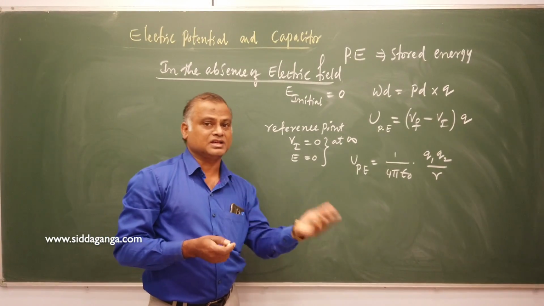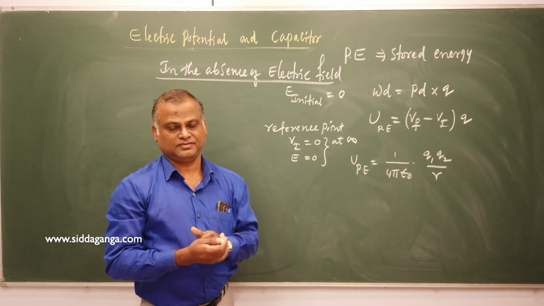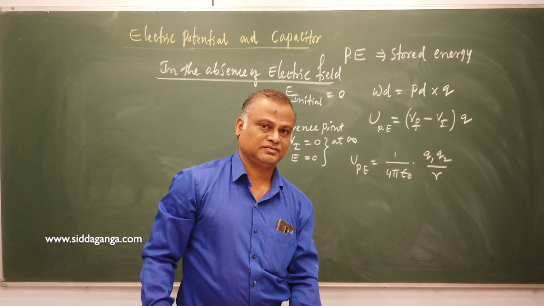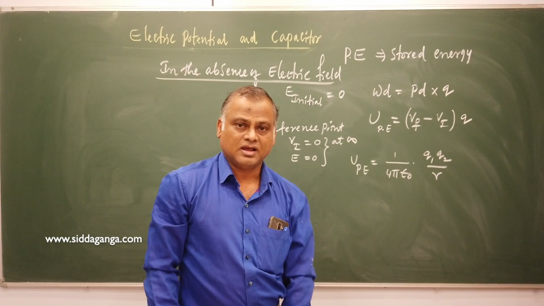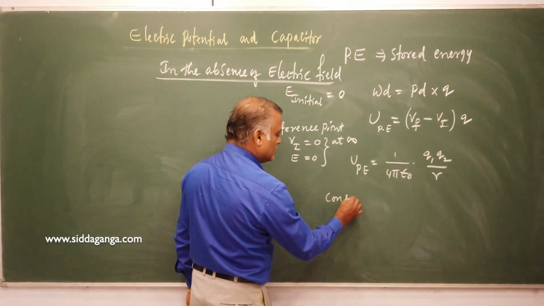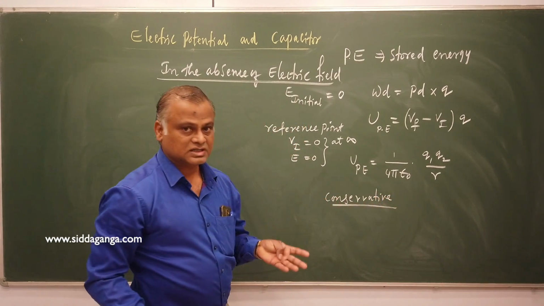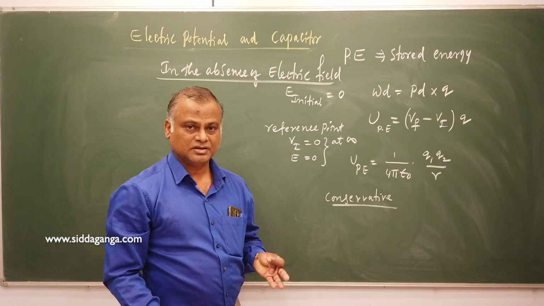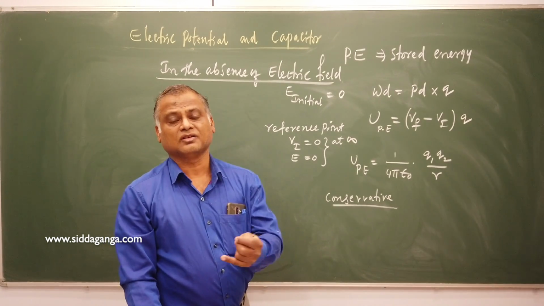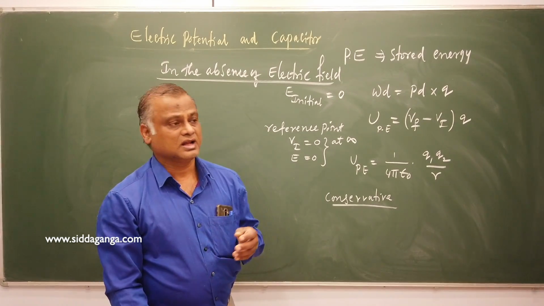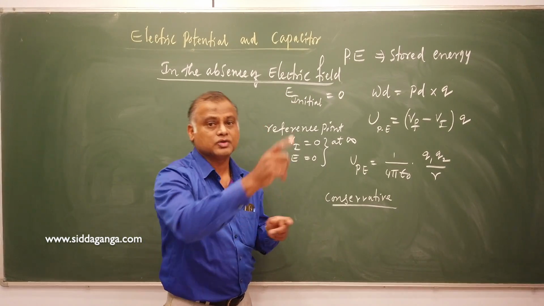Work done in carrying a charge either by the electric field or on the charge. Work done by the charge or work done on the charge by the electric field is conservative. Electric fields, magnetic fields, spring energy or spring force and the gravitational force or the gravitational field, they are conservative in nature. Means they do not depend on the path how you carry.